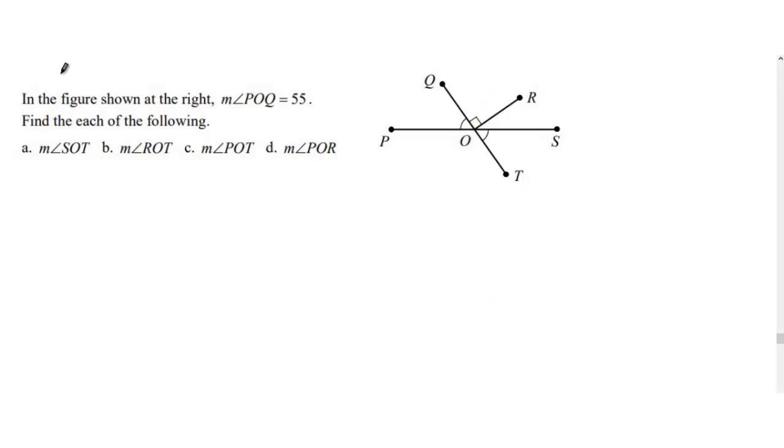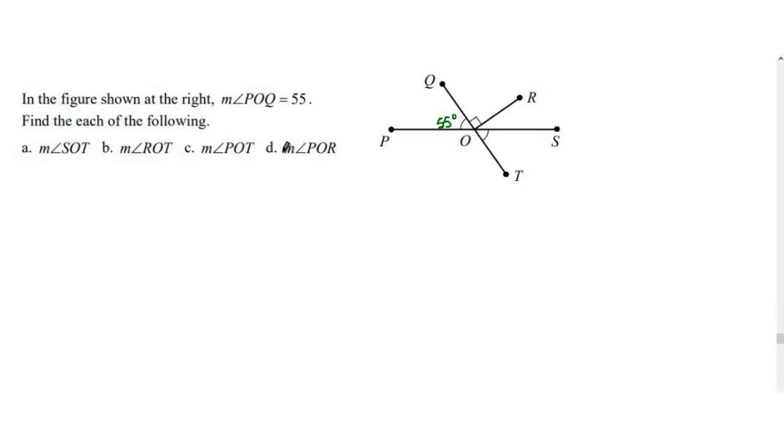So the question says, in the figure shown, we're given that angle POQ is 55 degrees. In order to make it easier, let me just plug in the angle straight up. So this angle here is what? 55 degrees. Then the question goes further. It says, find each of the following: angle SOT, ROT, POT, and POR.